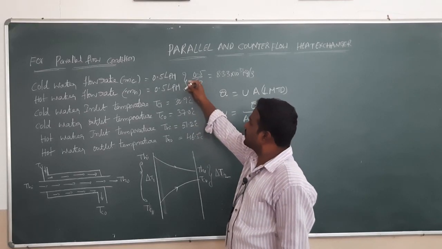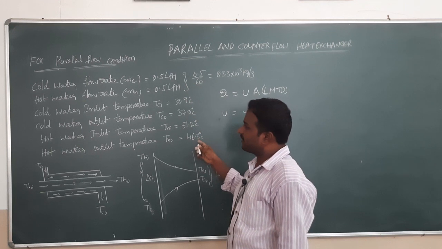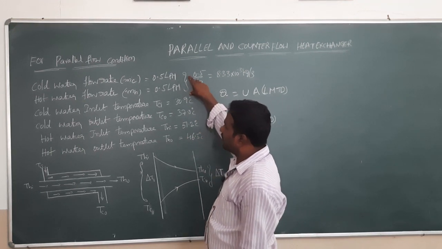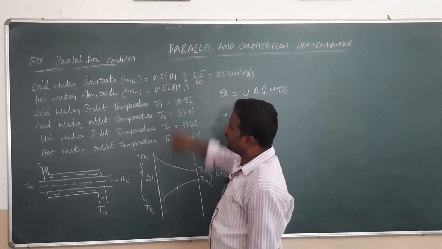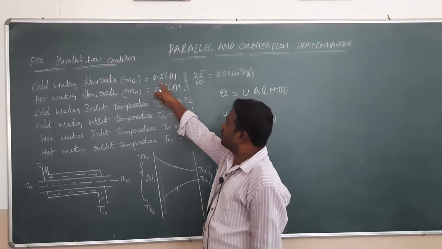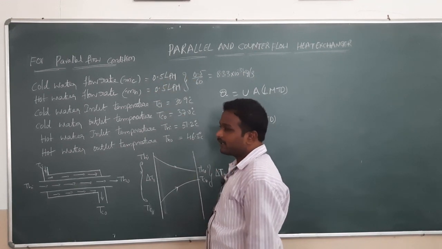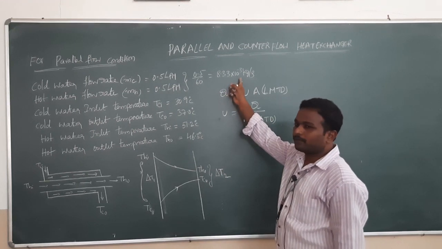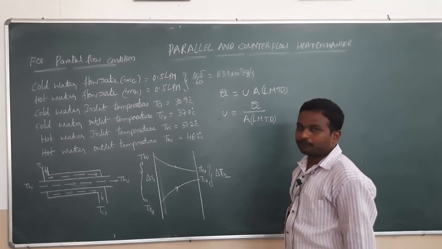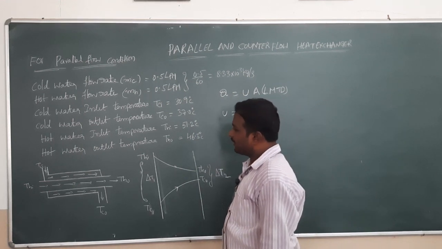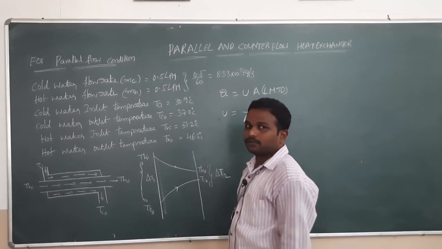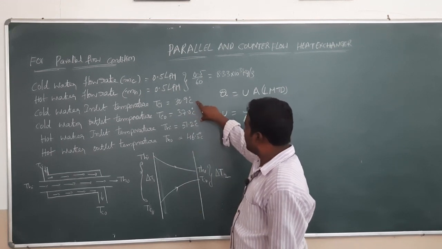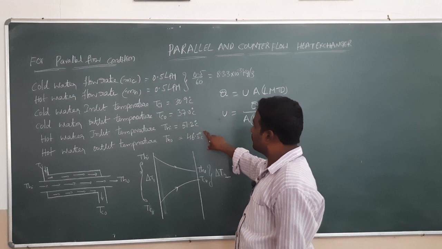These are the values recorded during the time of experimentation in parallel flow condition. Initially, I set the flow rate of the cold water and hot water using the rotameters as 0.5 liters per minute and converted this into kg per second, which is 8.33 × 10^-3 kg per second. The hot water inlet and outlet temperatures and the cold water inlet and outlet temperatures are tabulated after reaching the steady state condition.